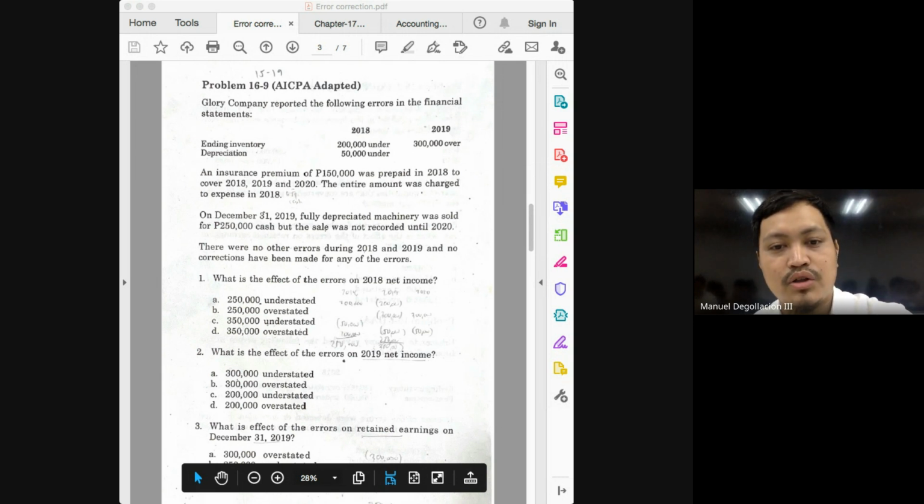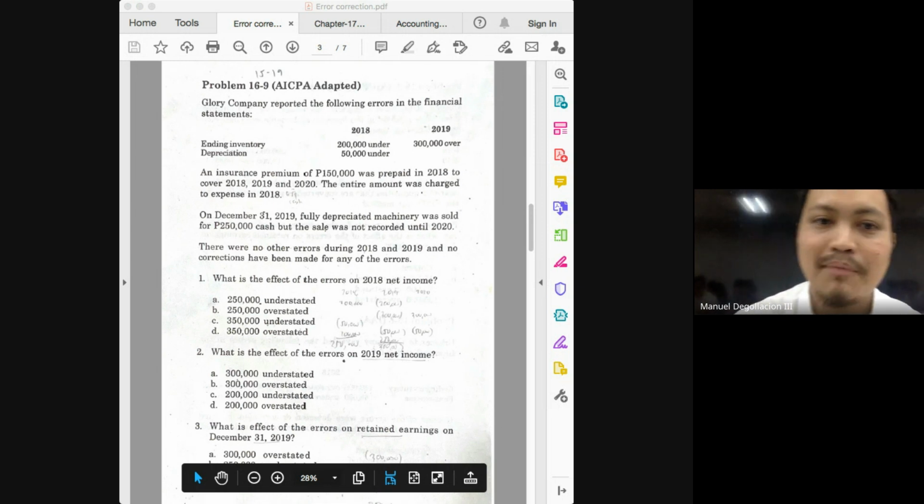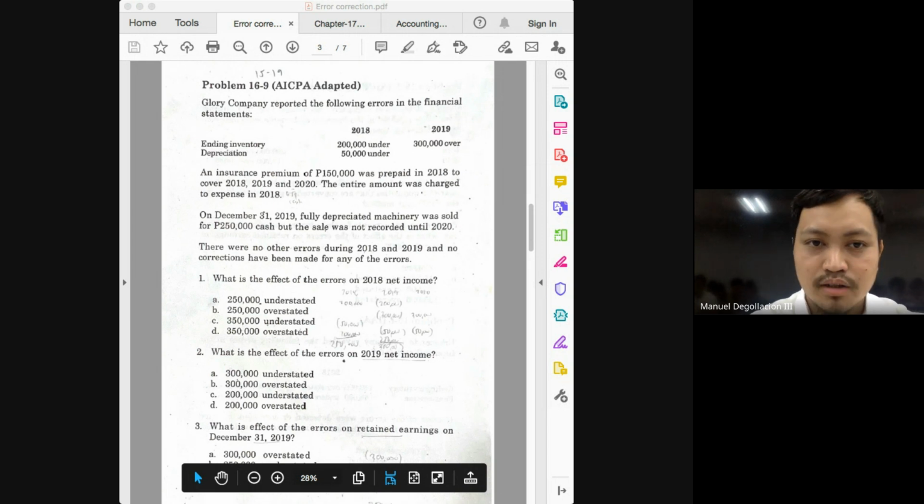What is the effect of the errors on 2019? So focus on 2019. What happened in 2019? Ending inventory is again misstated, but this time, the misstatement is an overstatement. So what happens? If ending inventory is overstated, what does that mean? The amount you deducted from your tigas is overstated. So the amount that you would get for your cost of goods sold would be understated. So your cost of goods sold is understated. That means your net income would be overstated. Okay? So the 300 results in an overstatement of your net income.